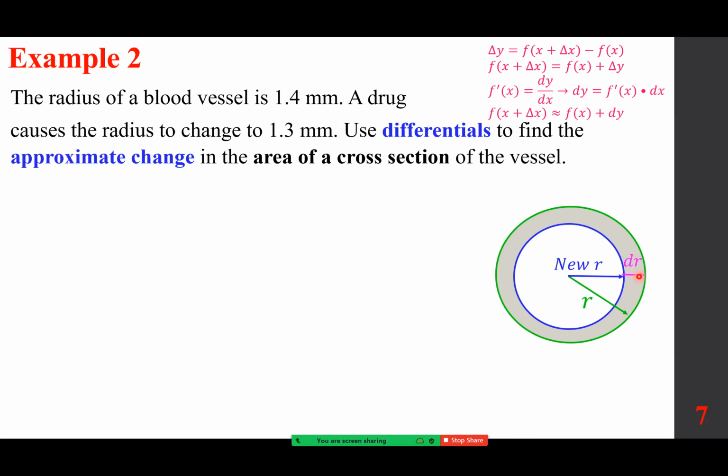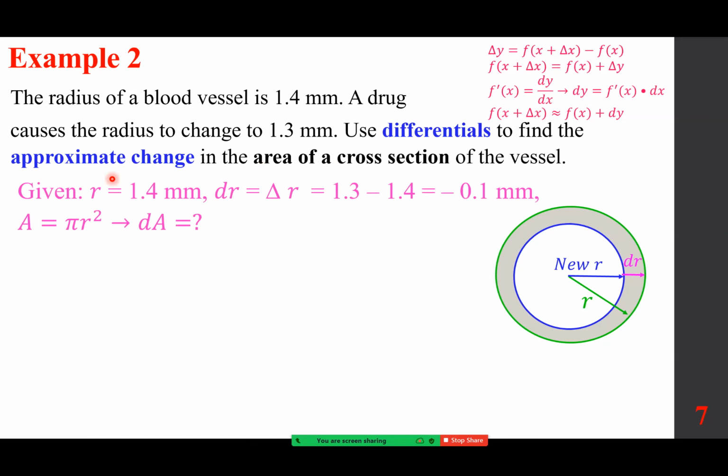So what do we have? Given R is originally 1.4. dr is the difference between the two, but it's the new one minus the old one. So 1.3 minus 1.4 makes it negative 0.1. And that's the key. You have to pay attention to the sign. So negative 0.1, and of course the same units, millimeters. And obviously, everybody knows the area of a circle is pi r squared. We want the approximate change in the area. That means we want dA.